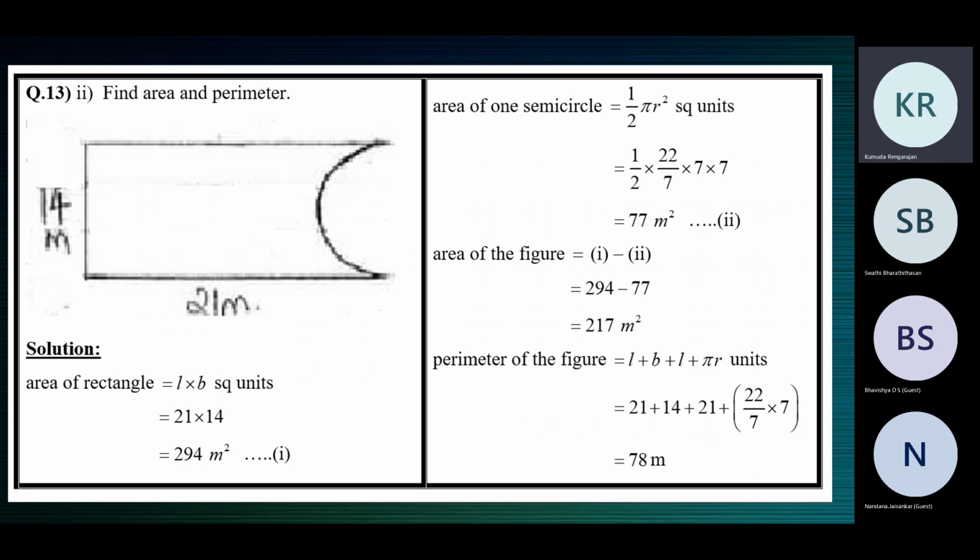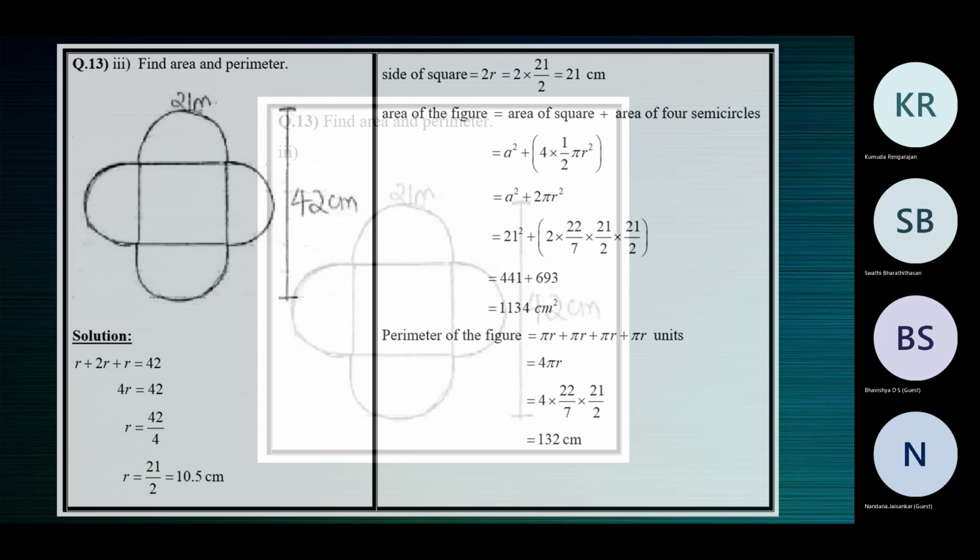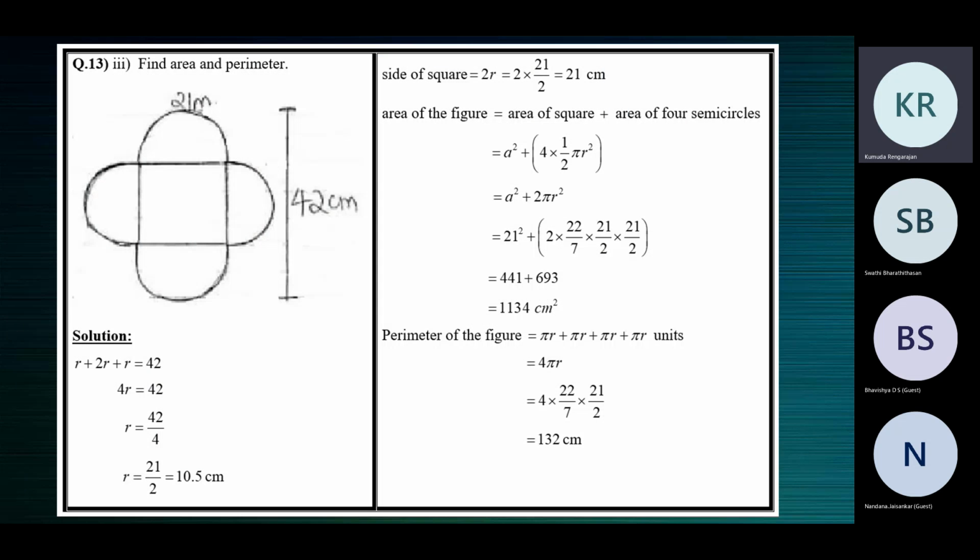Is that fine, children? Yes, ma'am. Okay. Now, please take screenshots and complete this. Please complete this, children. Find area and perimeter of the figure. Please take a screenshot and complete this one, all right?